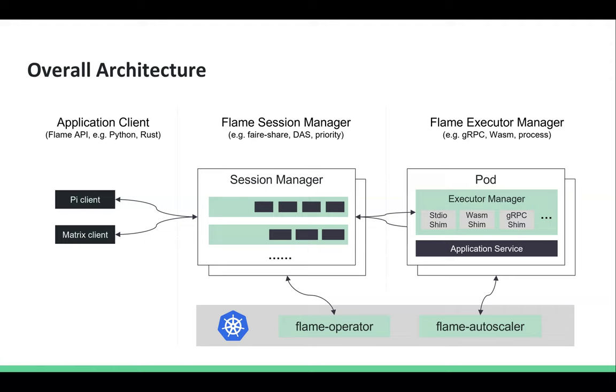That means, for example, for the STDIO shim, this will use the standard input and output to exchange data with the application service. And currently we also support a WASM shim. This means we are going to use WASM to build an application and execute it in the executor manager. The gRPC shim and the other shims are work in progress for now.